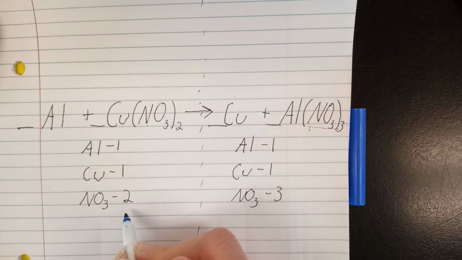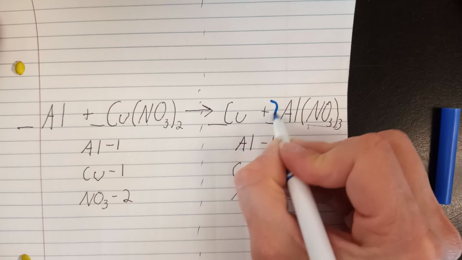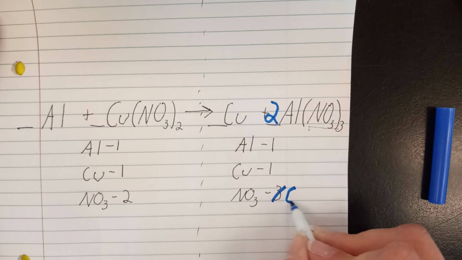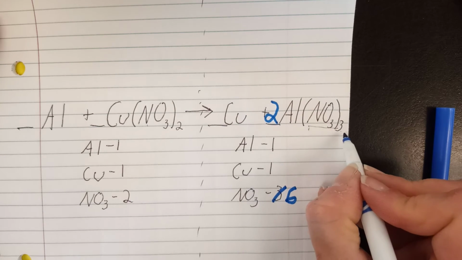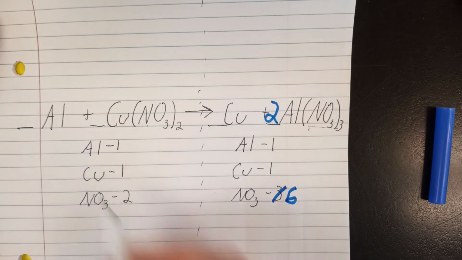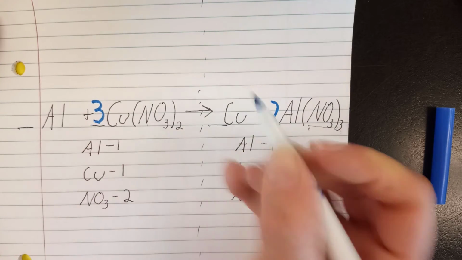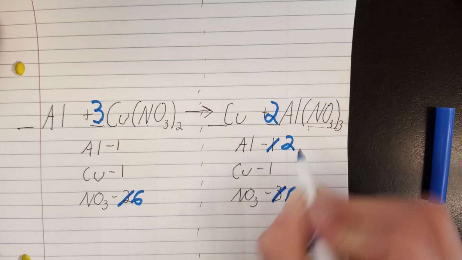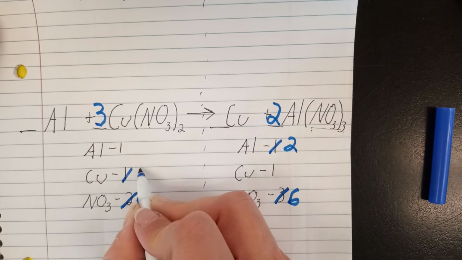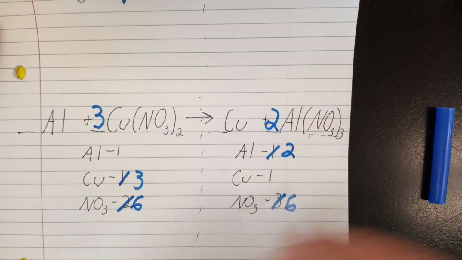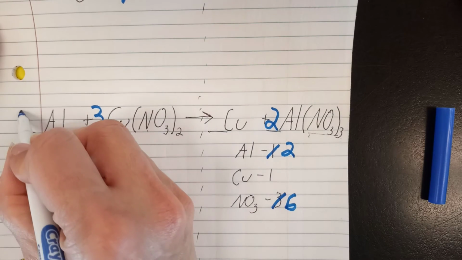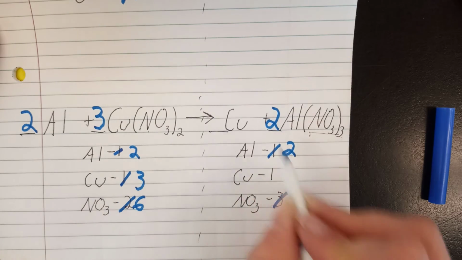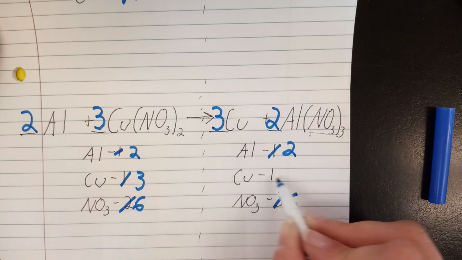I know I'm going to need an even number of nitrates, so I'm going to put a 2 here. That's going to change this to a 6. I had 3 in each, but I have 2, so that gives me a total of 6, which means I would need a 3 here to make this be a 6. Oops, I forgot. And I still need to fix my aluminum, and that changes my copper, right? And now I can fix the aluminum to here, to a 2, and then a 3 here.